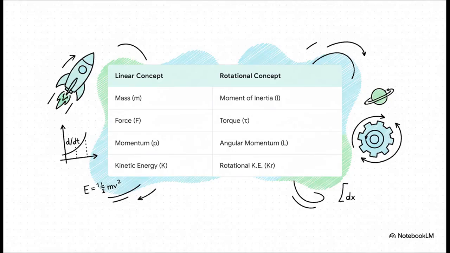And what's mind-blowing is that every single concept we've talked about for things moving in a straight line has a perfect mirror image for things that are spinning. Mass becomes moment of inertia. Force becomes torque. Momentum becomes angular momentum. The math works exactly the same way, which just shows you how deep and consistent these physical laws really are.